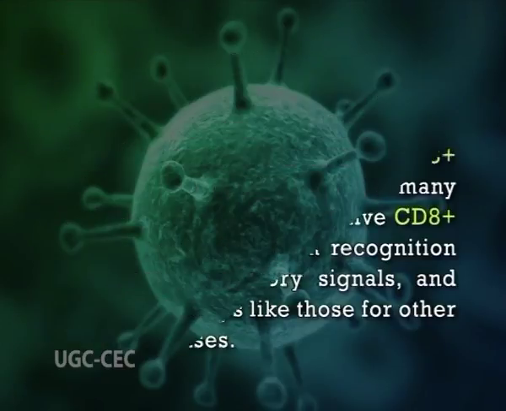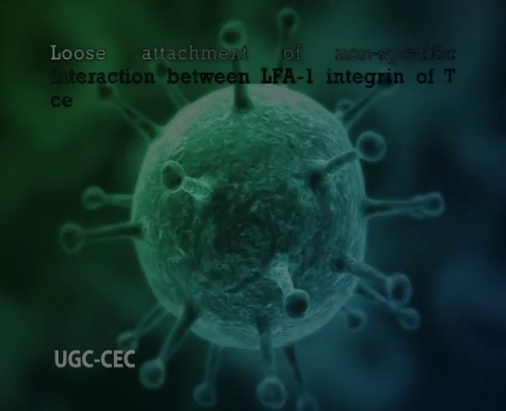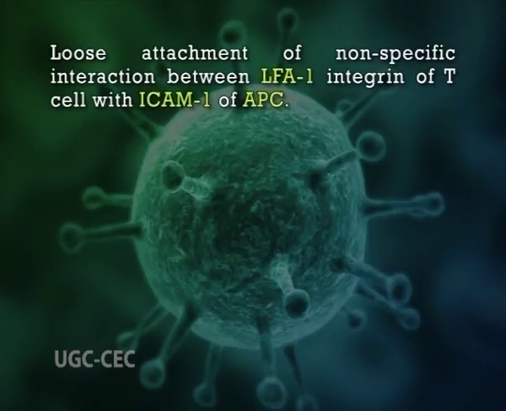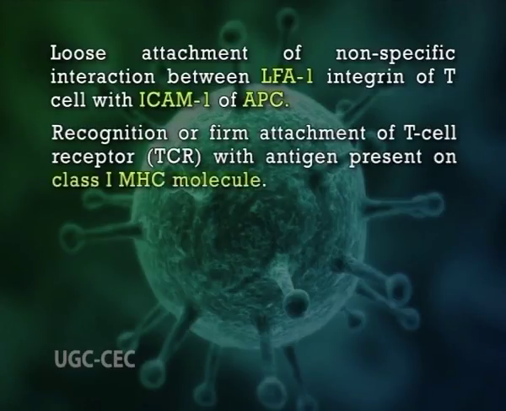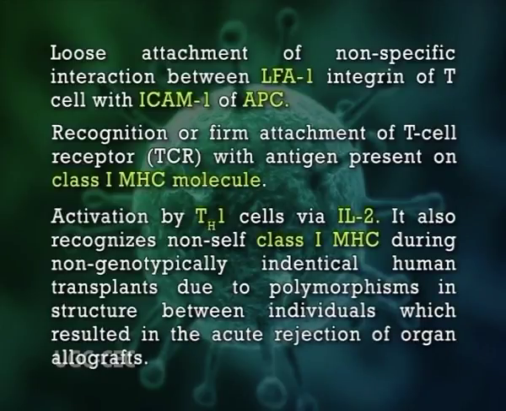There are three major signals for TC activation. First, loose attachment of non-specific interaction between LFA1 integrin of T cells with ICAM1 of APC. Second, recognition or firm attachment of T cell receptor with antigen present on class I MHC molecule. Third, activation by Th1 cells via interleukin-2. It also recognizes non-self class 1 MHC during non-genotypically identical human transplants due to polymorphism in structure between individuals, which results in the acute rejection of organ allografts.